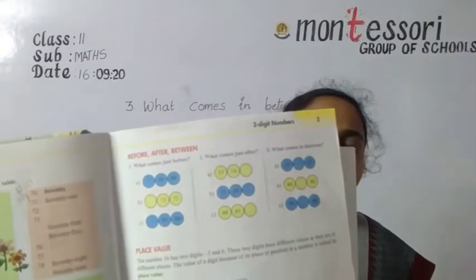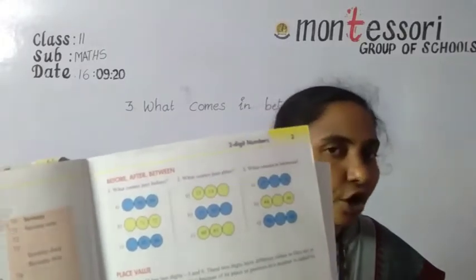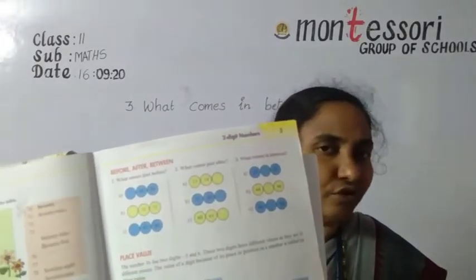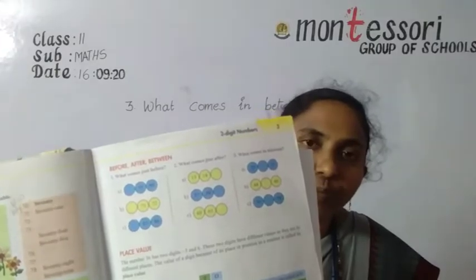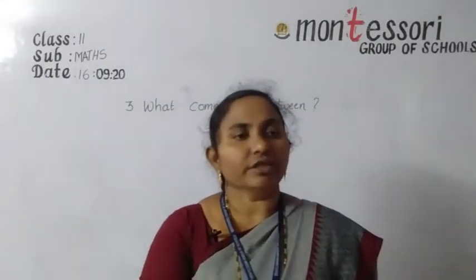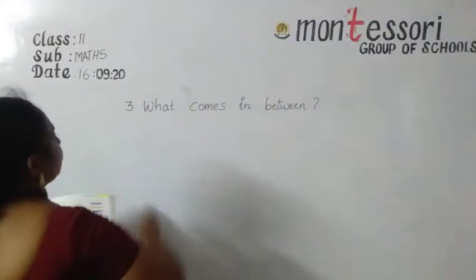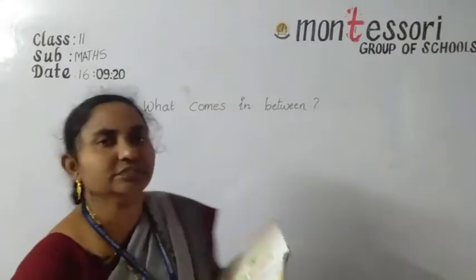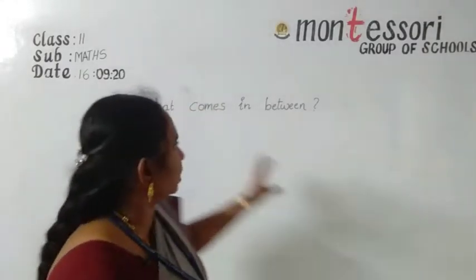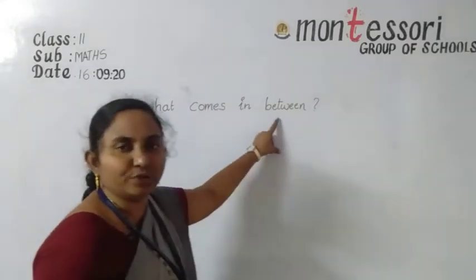In the given topics, the first one, before numbers, and the second one, after numbers, are over. Now we can go to the third bit. In this class we are going to discuss the third bit. I am writing the third bit on the board. Here the question given is: what comes in between?